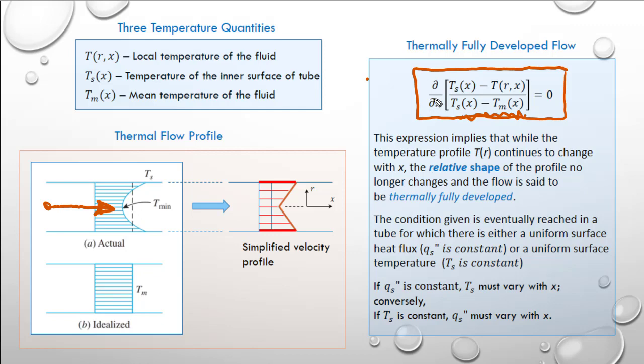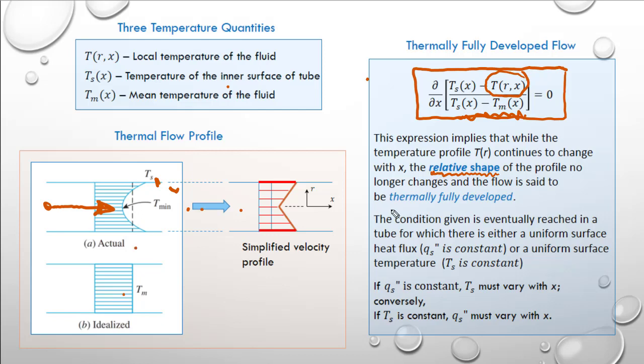So what this expression implies is that while the temperature profile, this term, will continue to change with x, the relative shape of the profile no longer changes, and the flow is said to be thermally fully developed. Now, this relative shape term, in the next couple of slides we're going to try to explain what that says, but nonetheless, it refers to a methodology or a way of deciding when a flow can be said to be fully developed in the thermal sense.